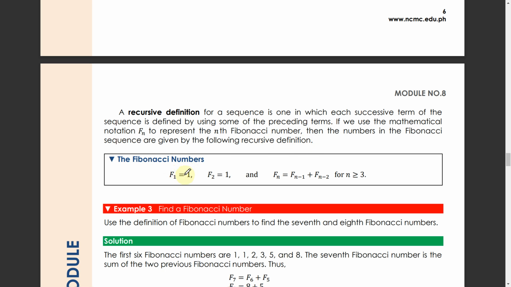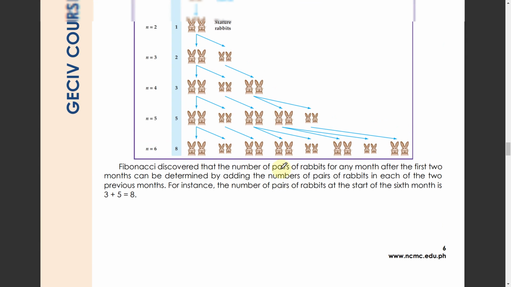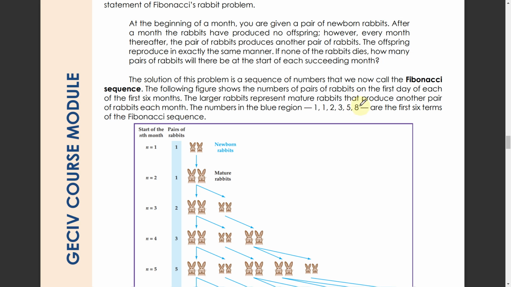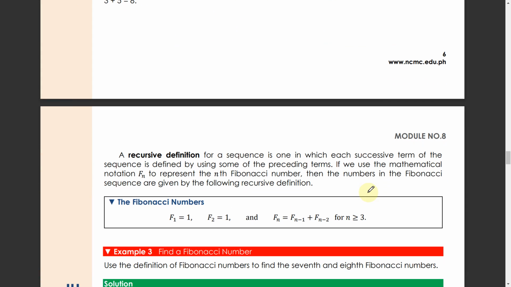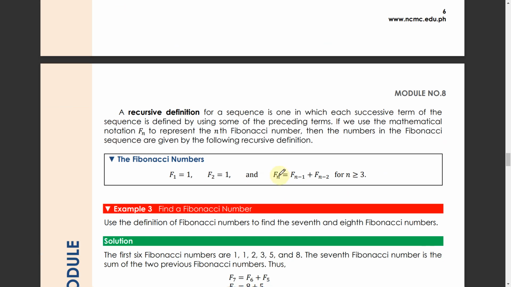So f sub 1, meaning the first term of your Fibonacci, is 1, then the second term of your Fibonacci is still equal to 1, right? Because it's 1, 1, then 1, 1, 2, 3, 5, 8. So that is always the sequence. But just to note, if you're going to predict the third term, or the next term, you just have to add the two previous terms.